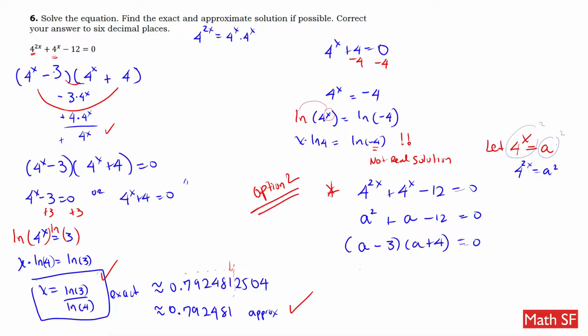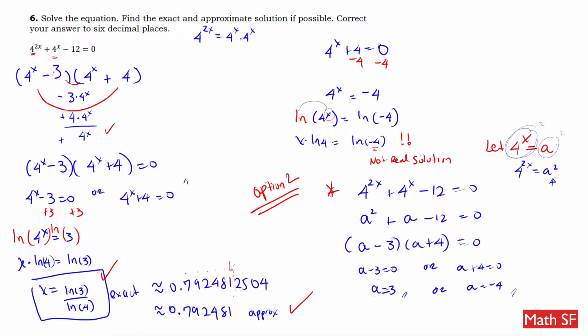So then you come out to be a minus 3 equals 0, or a plus 4 equals 0. Add 3 to each side, you got a equals 3, or a equals negative 4. Now, when you're doing this type of substitution, we are so tempted to say, okay, this is my final answer. However, they were not asking you for this a. They were asking you to look for 4 to the x, right? They were actually asking you to look for x.